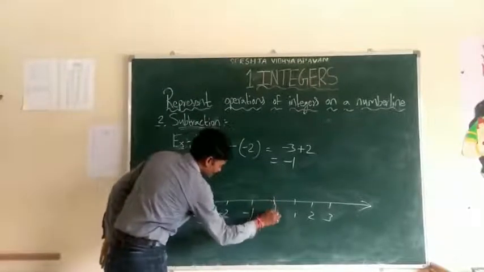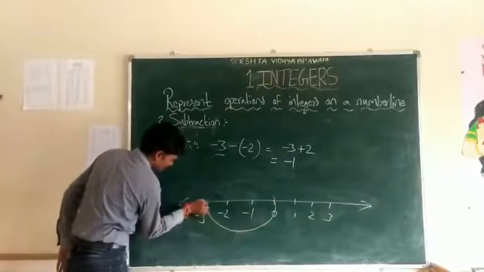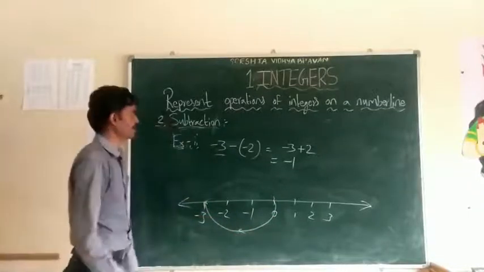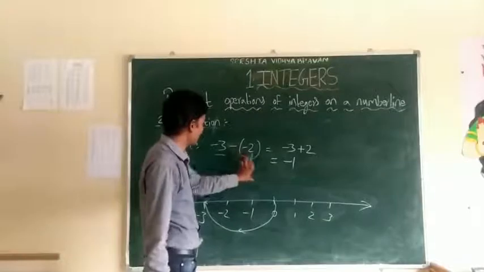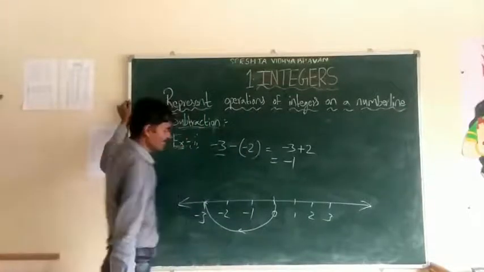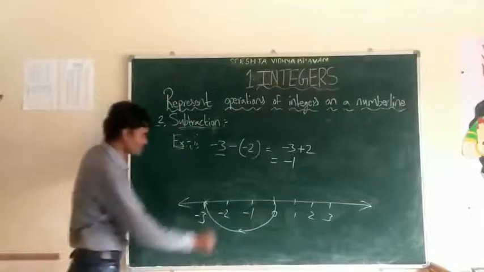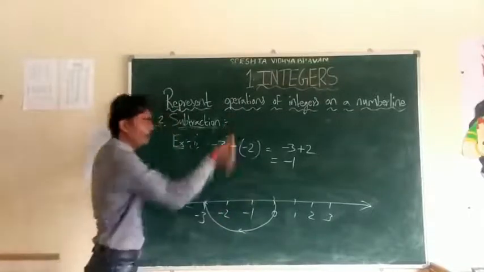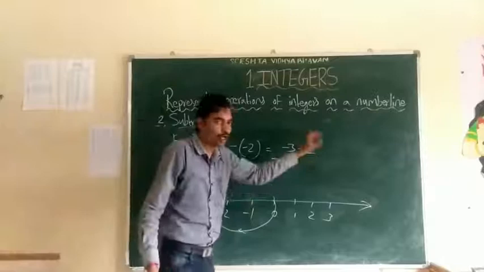It is the backward direction, about the subtraction. Then it is the minus of minus 2. That means minus of minus 2 means it is plus 2. Plus 2 means we have to go for the forward direction. It is the addition of 2.